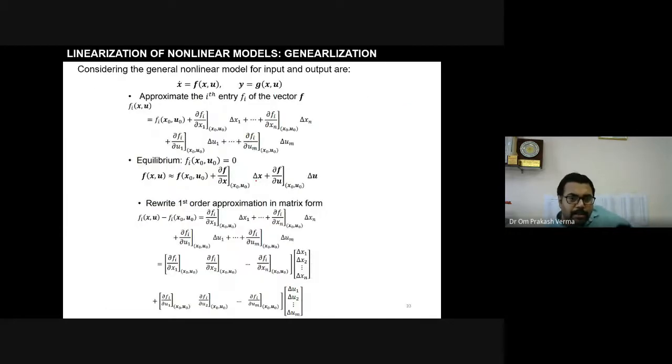Now, since this equation has only one variable, H, the height, we move to linearization. Let's say we have a non-linear model: x dot is equal to f of x comma u, where x is the state variable, u is the input, and y is equal to g of x, u. This is the state space representation of a simple nonlinear model.